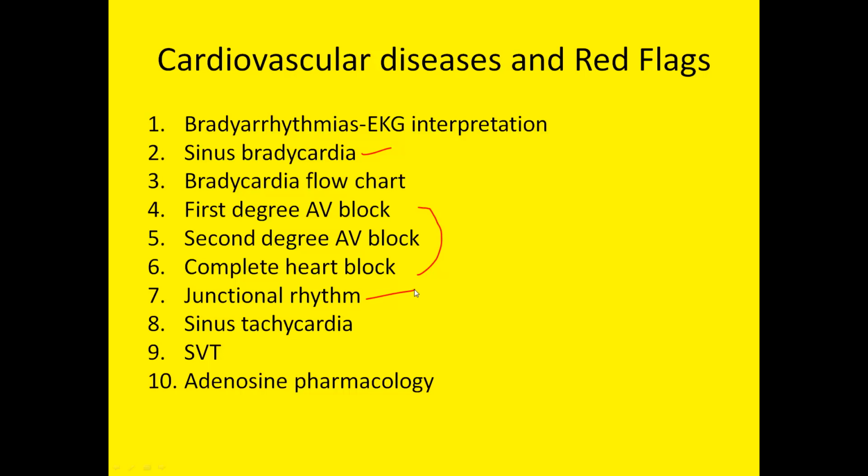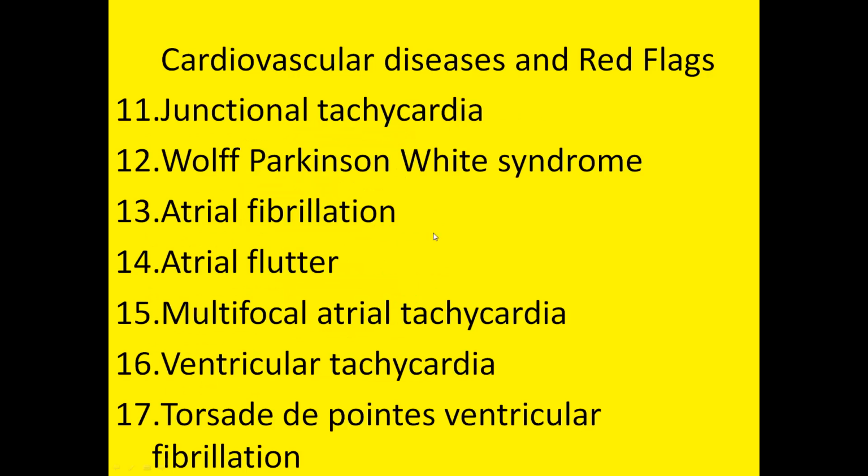Junctional rhythm, that's another type. And then we get into the tachyarrhythmias: sinus tachycardia, supraventricular tachycardia, and then adenosine, which is the drug used to stop that. Junctional tachycardia and WPW is another disease that's fairly prevalent. AFib, of course, you all know this one. This is your classic irregular pulse. Atrial flutter goes right along with that, and sometimes people are in fib flutter. Multifocal atrial tach, this is your typical choppy pulse.